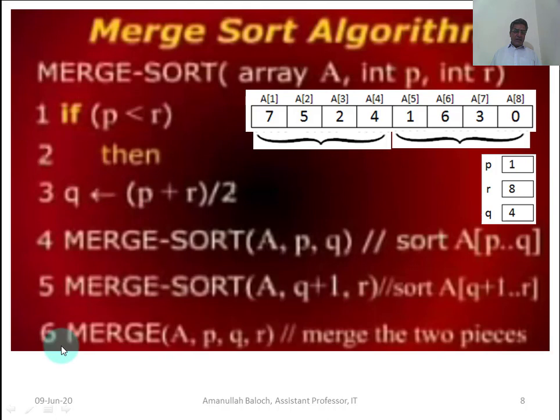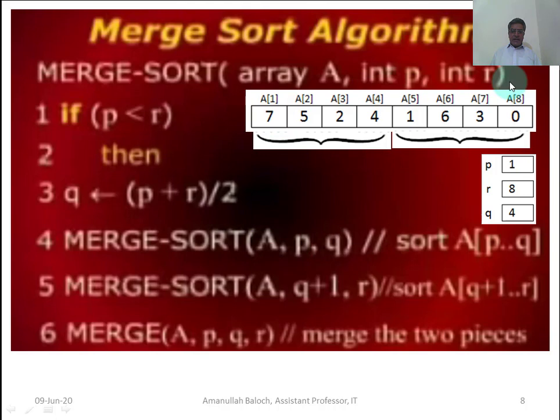The control will transfer to this place again. From here the control will transfer to this place. This is called recursion. Then it will come down and then go up, and this process will continue until we get the unit array. Now here, what does the computer do? It calls merge sort and sends a subarray of 4 elements. How? Q is equal to 4. Here, the computer divides this A array into 2 subsections.